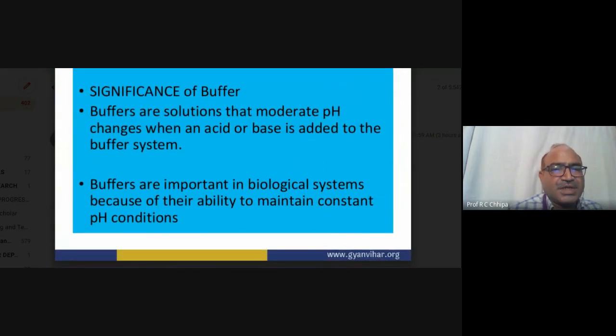Next is the significance of buffers. We have already discussed that buffers are solutions that moderate pH changes when an acid or base is added to the buffer system. One more thing: buffers are important in biological systems because of their ability to maintain constant pH conditions. Constant pH conditions are needed in the biological sense, in human life and structure. So there must be a buffering phenomenon. Why a buffering phenomenon?